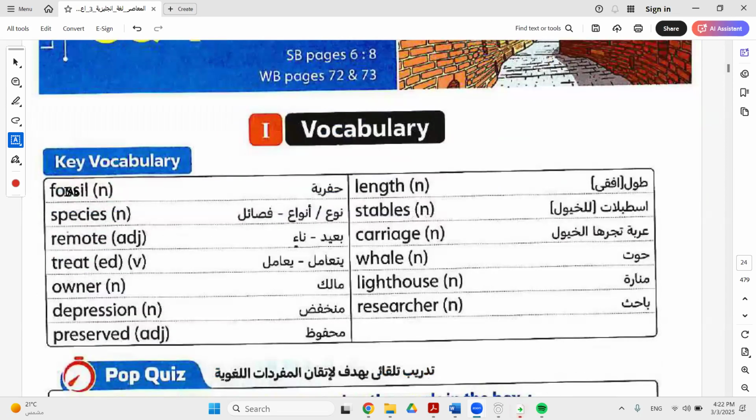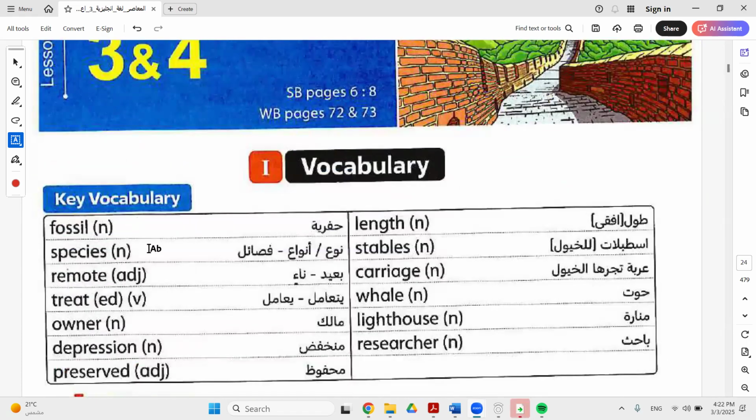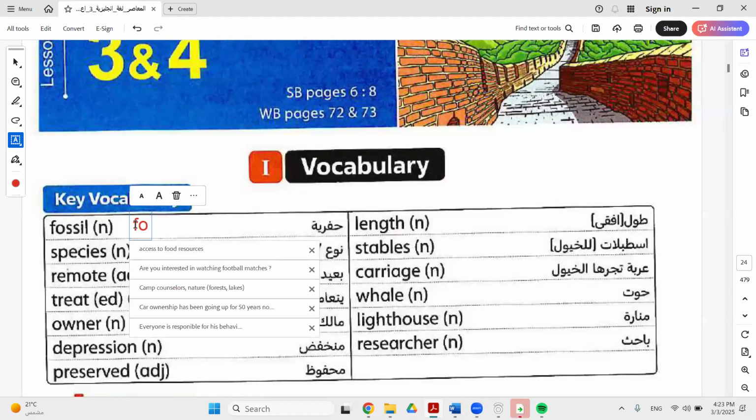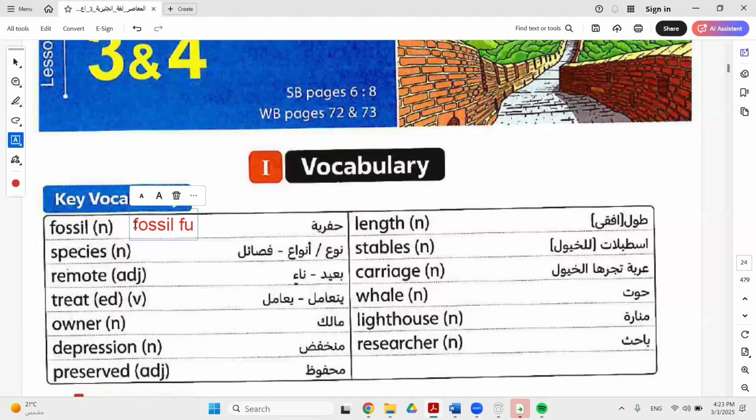Fossil. What is a fossil? It is an animal remains which goes to the bottom of the earth for many years, then it comes back again. بيبقى عندنا بقايا حيوانات بتروح بعوامل معينة لباطن الأرض بتطلع علينا تاني بعد سنوات مئات السنين. This is called fossil. Fossil مرتبطة بكلمة fuel. Fossil fuel like petrol and so on.